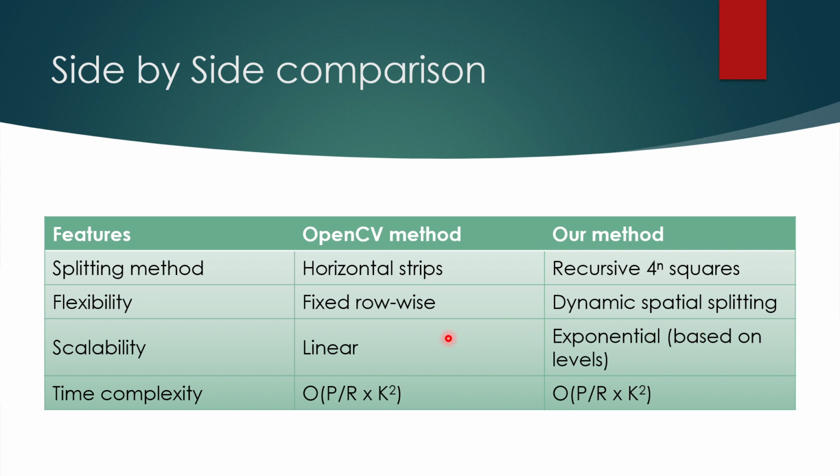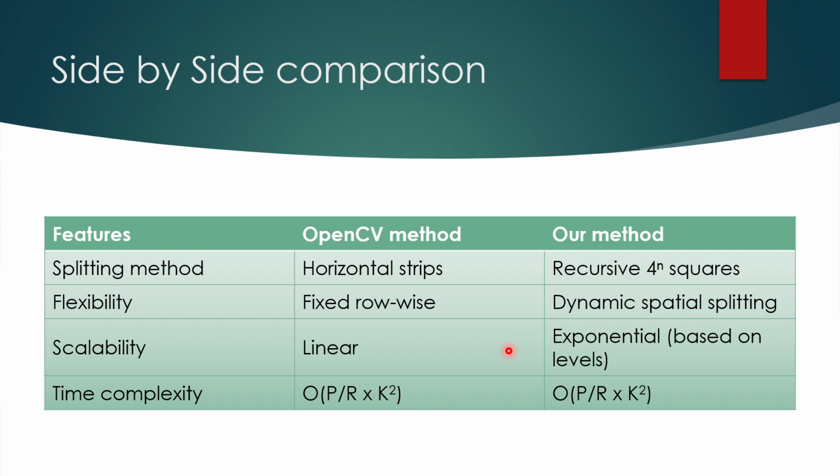The scalability for OpenCV is linear. This means that OpenCV can use 1 thread, 2 threads, 3 threads, 4 threads, or 5 threads. It has a scalability of n. Our scalability is exponential, which means it's 4 to the power of n. That means we can only use 1 thread, 4 threads, 16 threads, 64 threads. And those are the different scalability of our application.